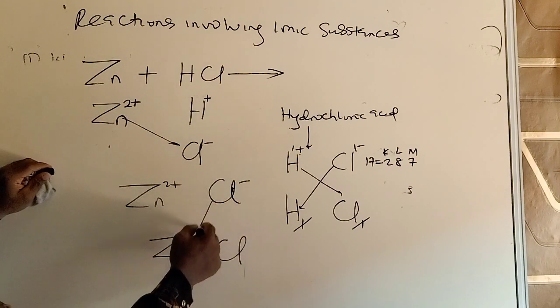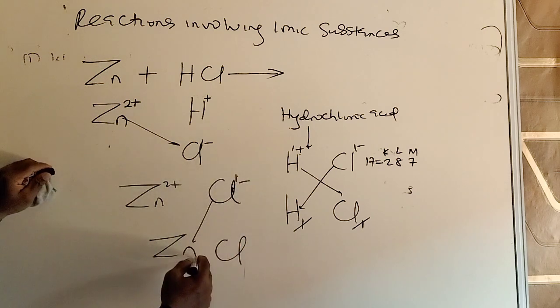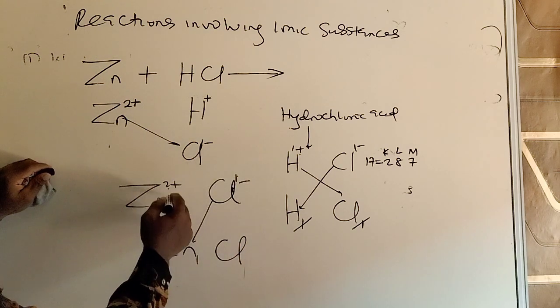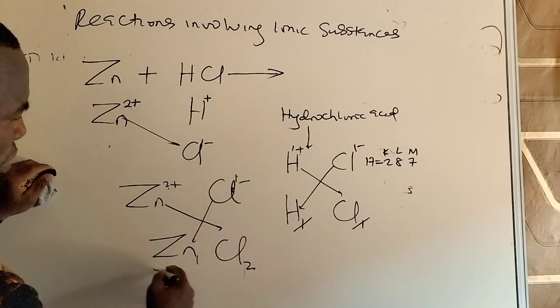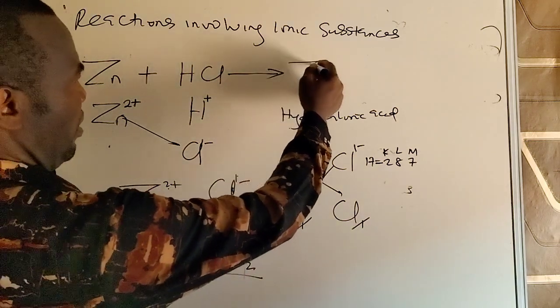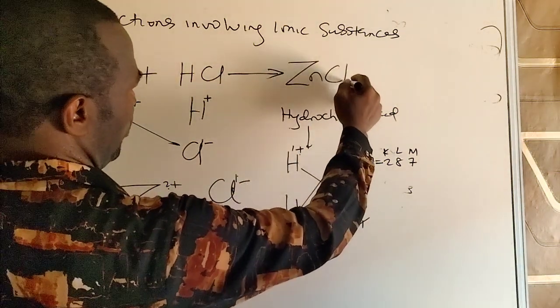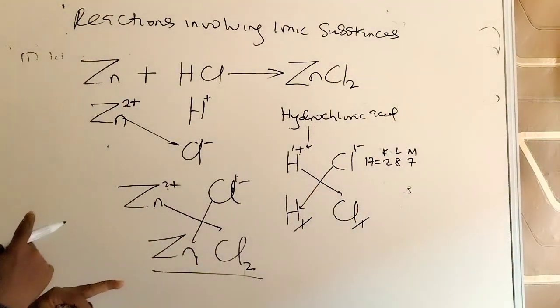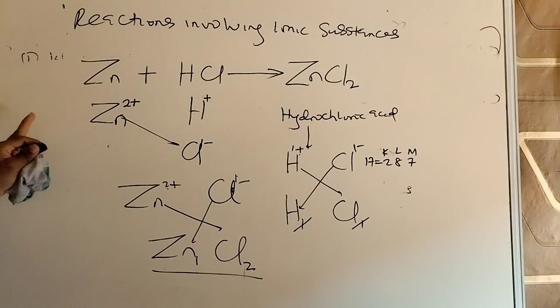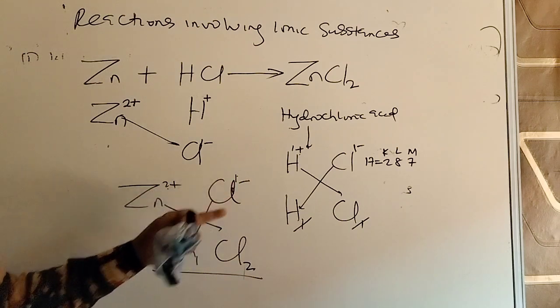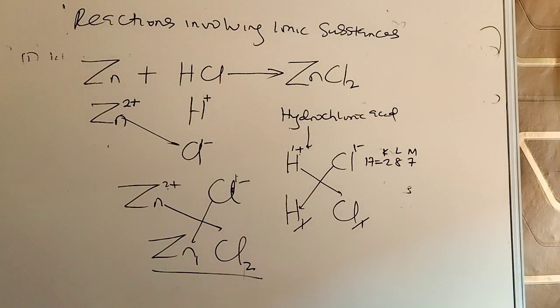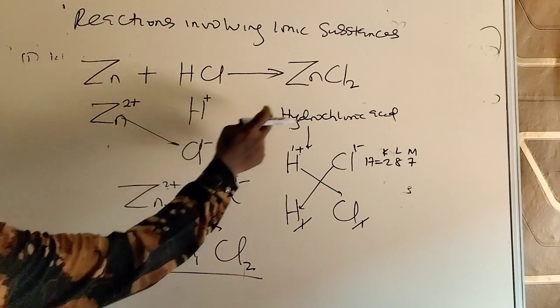So 1 from chlorine goes to zinc, 2 from zinc goes to chlorine. The formula of the compound formed is ZnCl2. Be mindful of the valency change. You can't write the formula by joining elements like that without changing their valency to get the formula of the compound formed. So you have this combined to give you that.